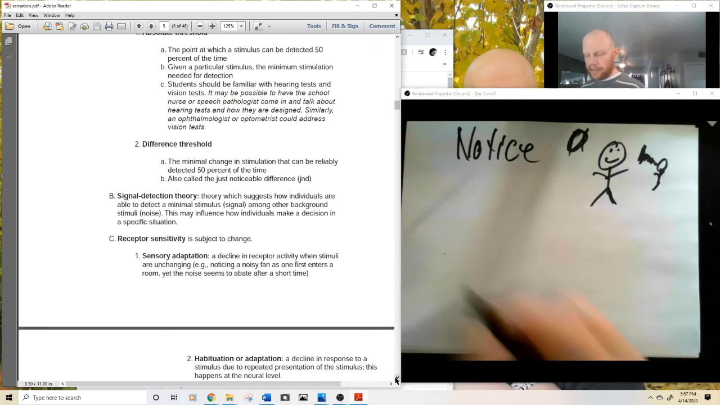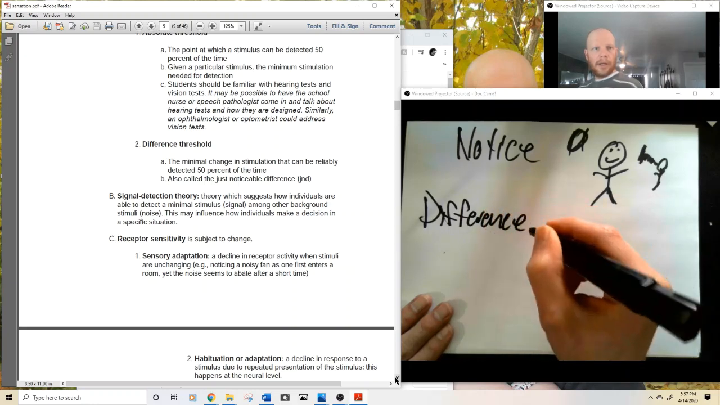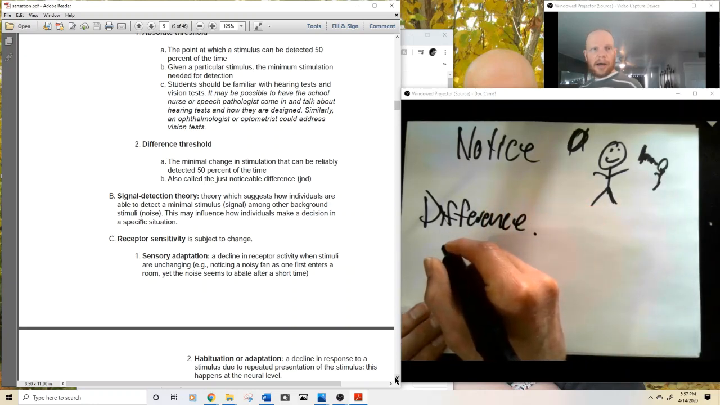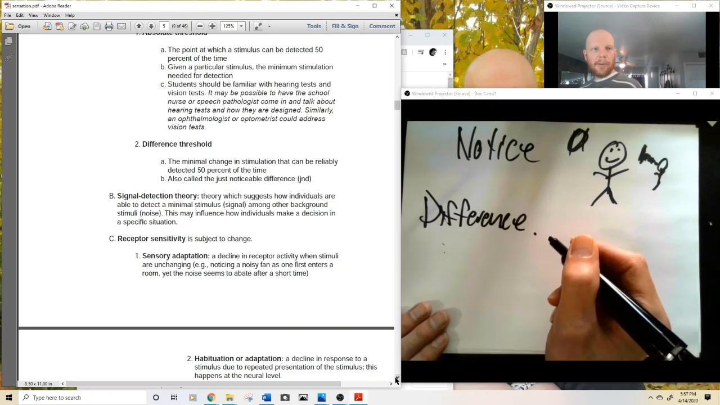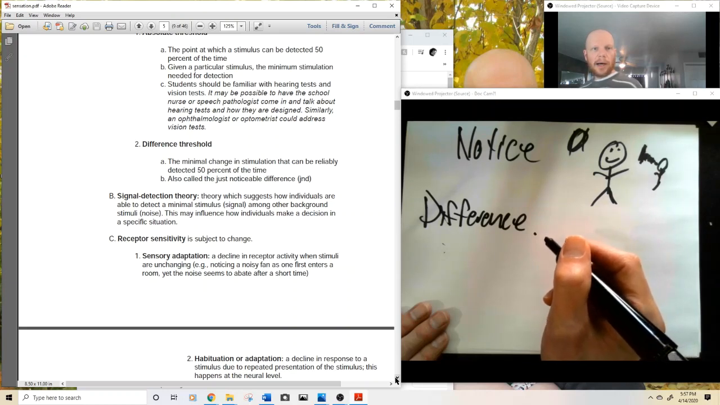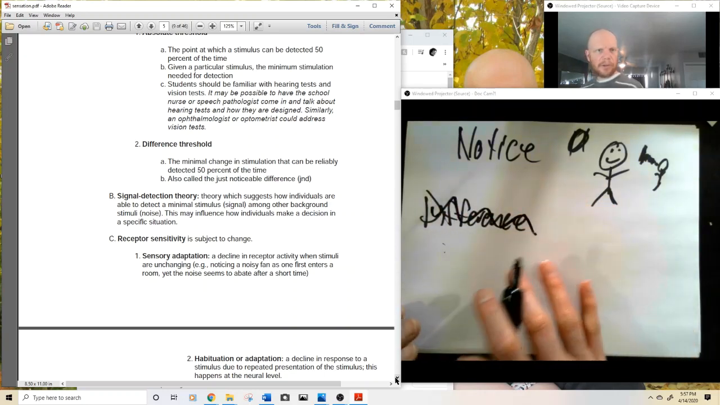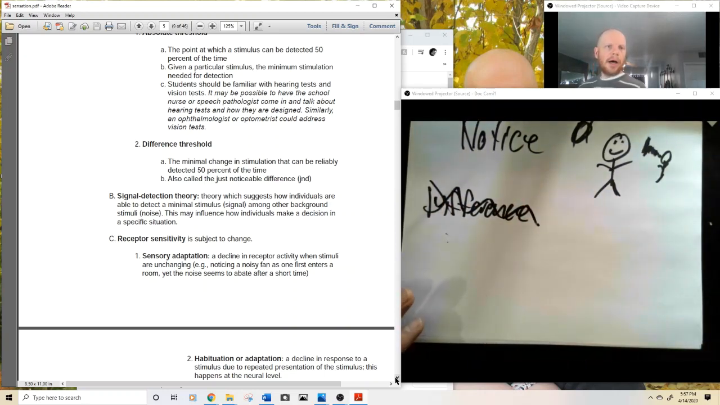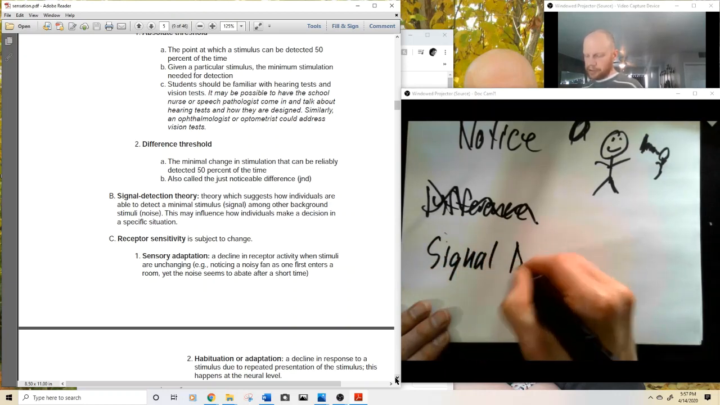Then there's the difference threshold. This is where we can reliably do it above this. I'm gonna go past that a little bit because we don't need to know that. Signal detection theory. So let's go to signal detection.